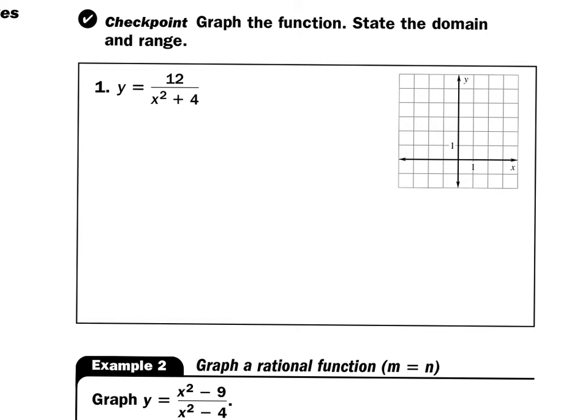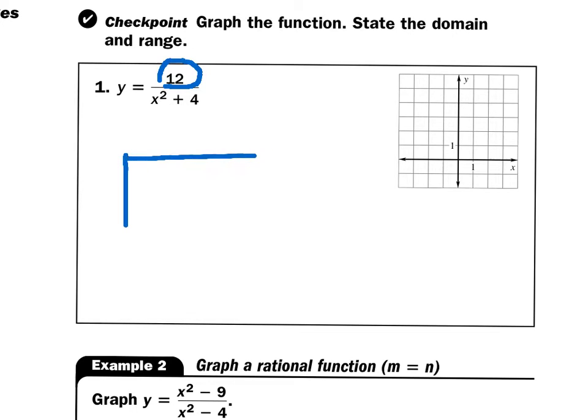Okay, checkpoint. Graph the function. State the domain and the range. Well, this one is almost like the one before. We have a whole number on top with no variable, and so we are not going to get any x-intercept. On the bottom, do we have any real zeros? No, because when we try to solve it, we'll get negative 4, and then when we try to take the square root of it, it'll be imaginary. So it's going to make another small hill-looking graph.